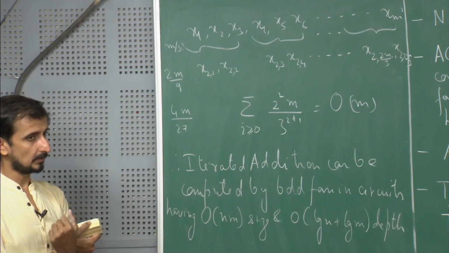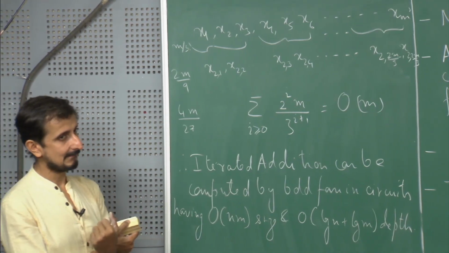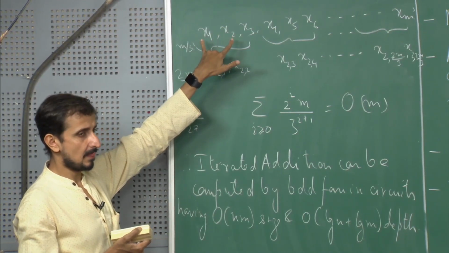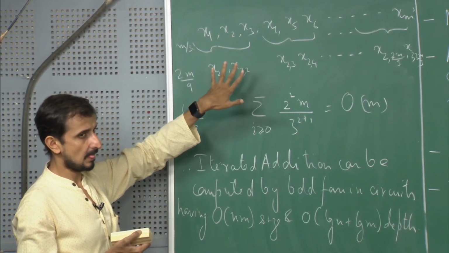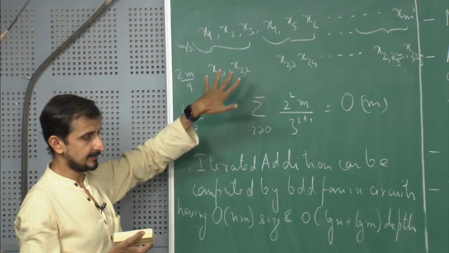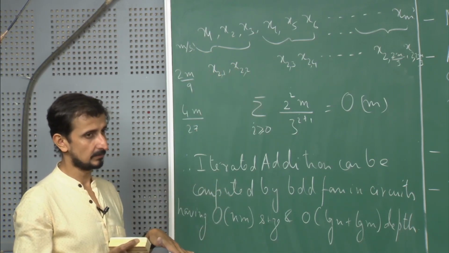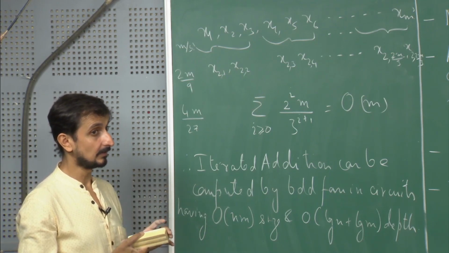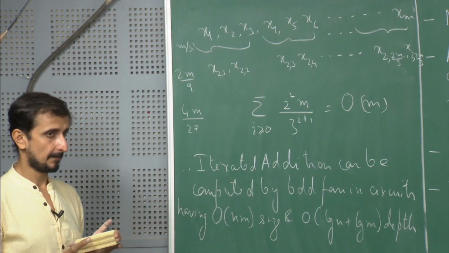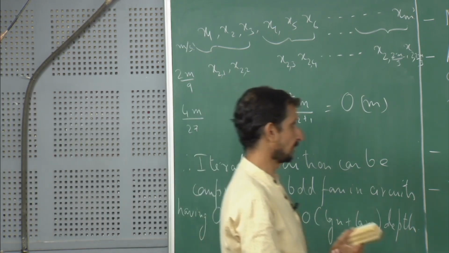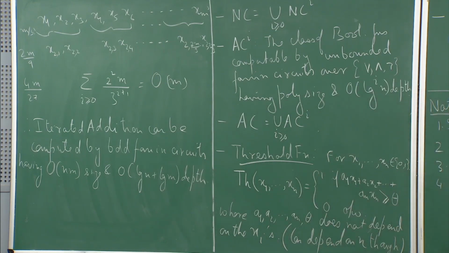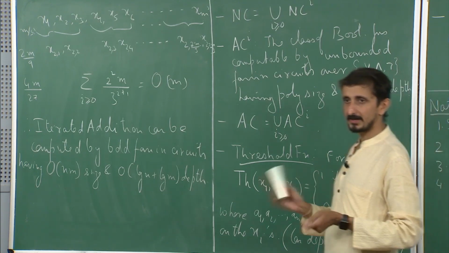Each addition is now replaced by a sum of two circuits. Which addition are you talking about? This addition, at each level, and there are log m depth many additions. Right, so yes, addition. This is something that I just wanted to clarify. Any other questions?